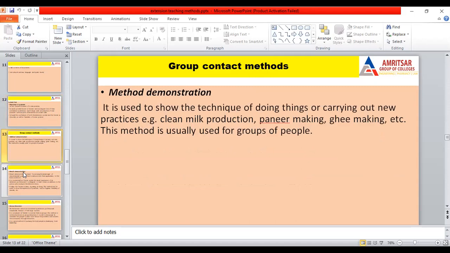Next method is method demonstration. Its name indicates that it shows the technique of doing things and carrying out new practices.